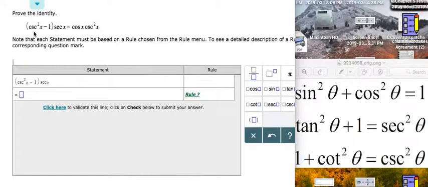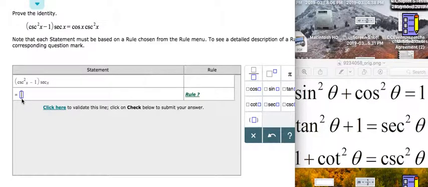So we need to start with this statement over here that cosecant squared x minus 1, all in parentheses, times secant x equals cosine x times cosecant squared x. So you're taking the left side. We're going to try to rearrange it with facts until it looks like the right side.